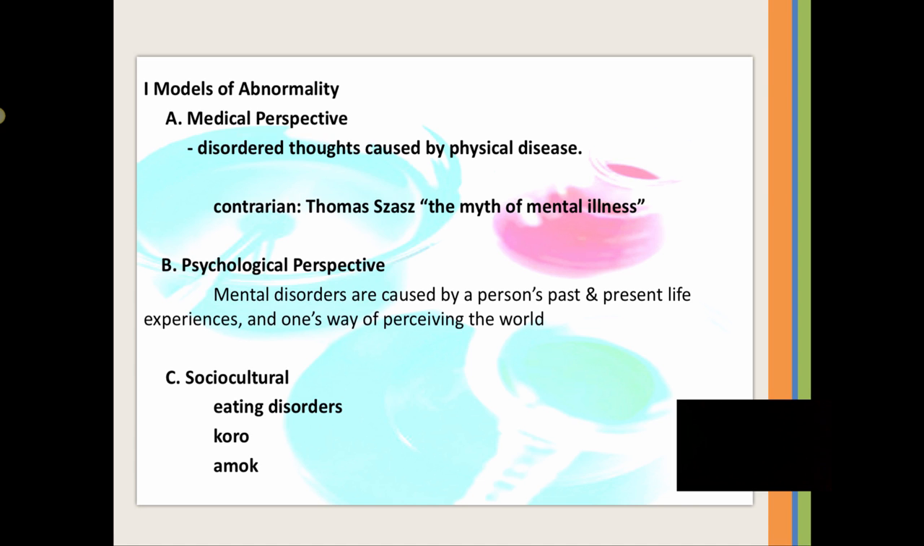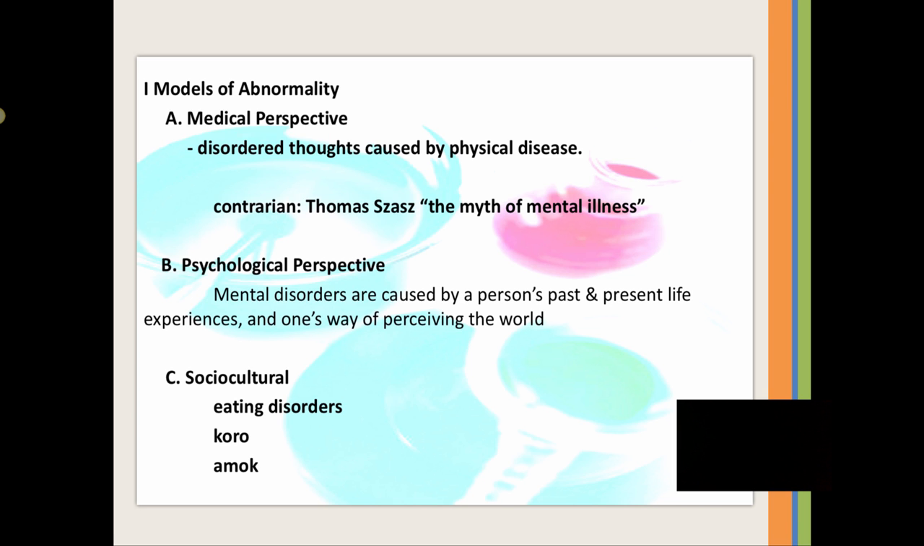Okay, let's talk about some models of abnormality. These would be ways of approaching what is normal and abnormal. Of course, from the medical perspective, disordered thoughts and so on are caused by some kind of issue with the brain, physical disease, trauma, neurotransmitter issues. Although I should say, this next one is kind of an unusual view. I put this up here just because it's so out there and controversial.